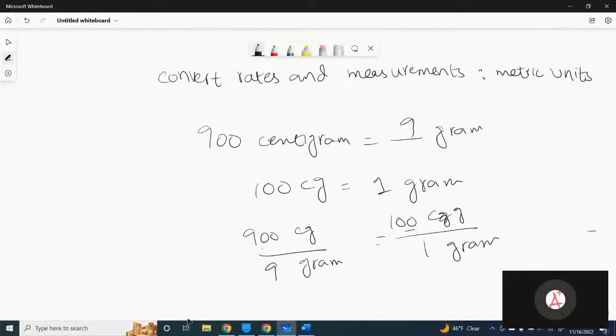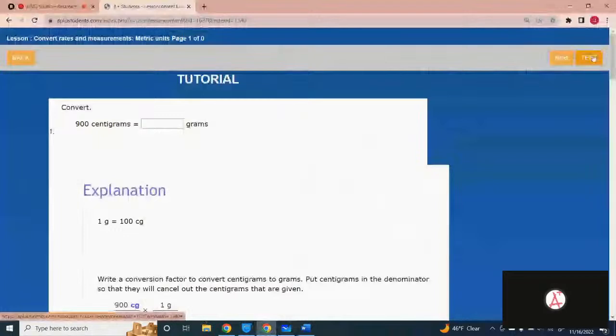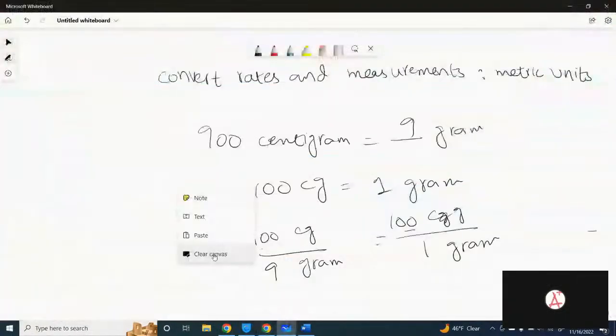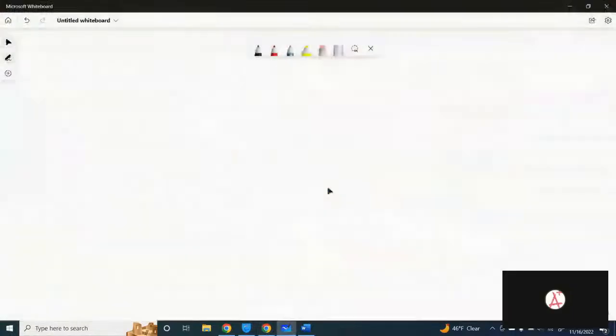Okay, let's start with the test so that we can do as many practice questions as we can. Let's start with the practice question. Okay, 280 milliliters equals how many centiliters? So you have to convert from milliliters to centiliters.